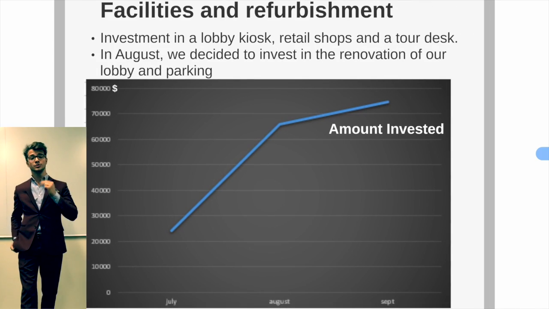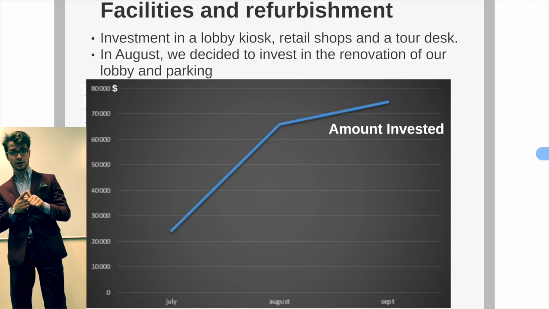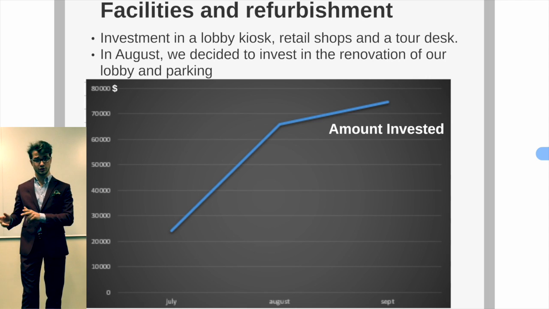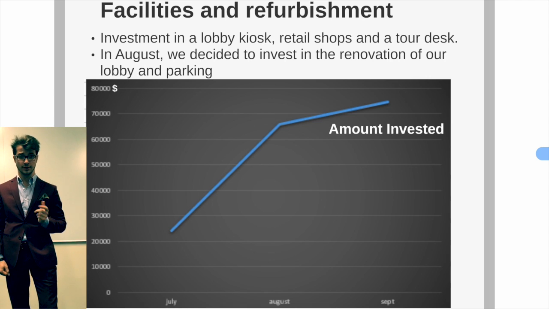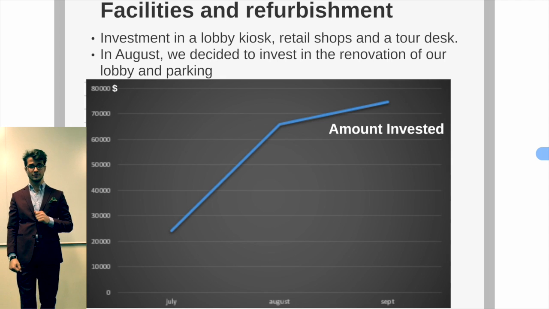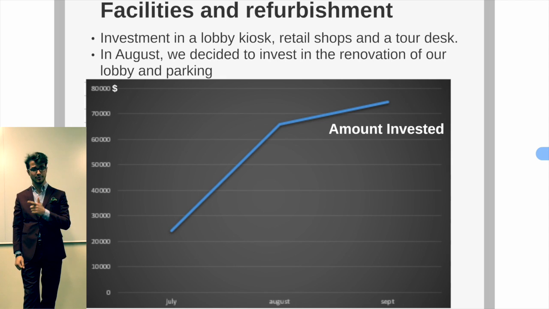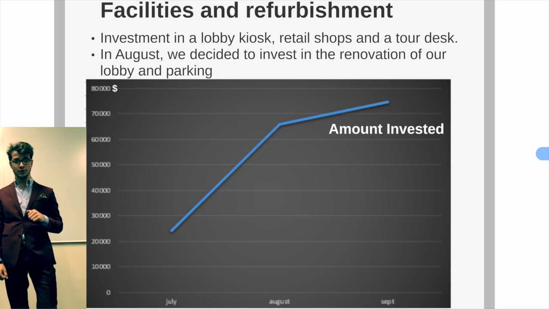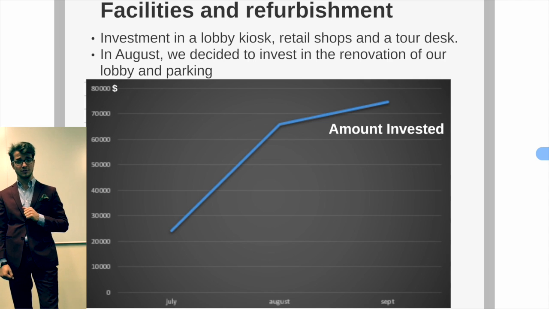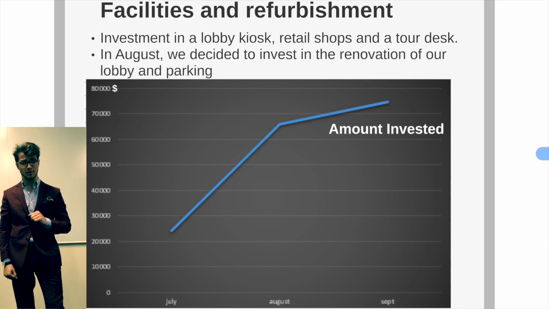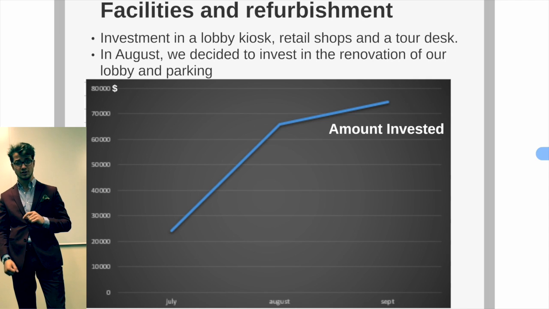We invested in two new facilities in July, the lobby kiosk and the tour desk for groups and transients, which will improve our positioning. In August, we decided to invest in the renovation of our lobby and parking. In order to earn customer satisfaction, we kept investing on our refurbishment to remain competitive and added a new retail shop in the hotel.